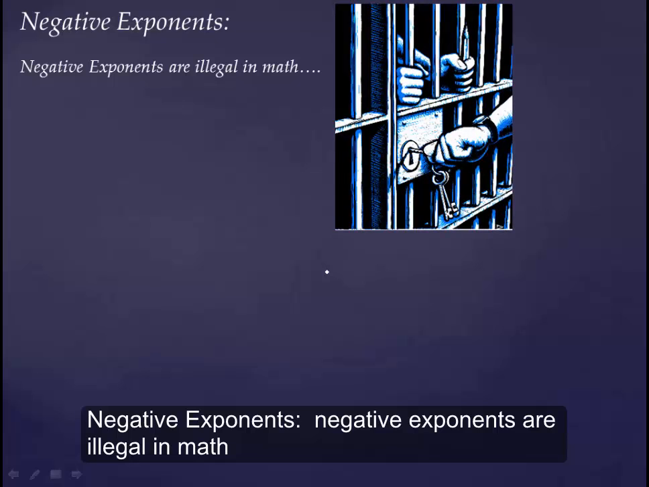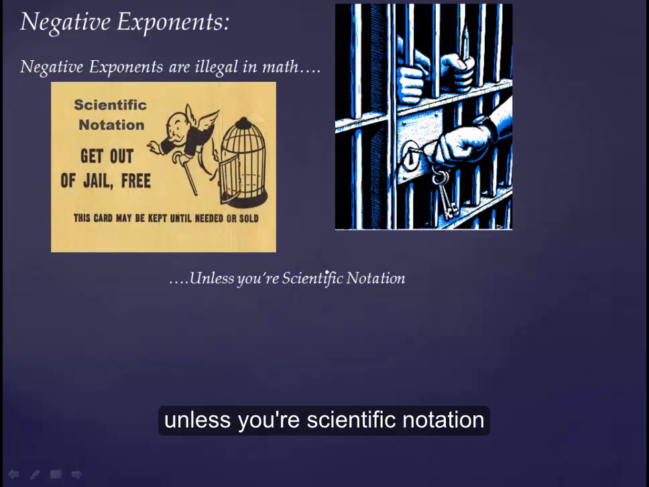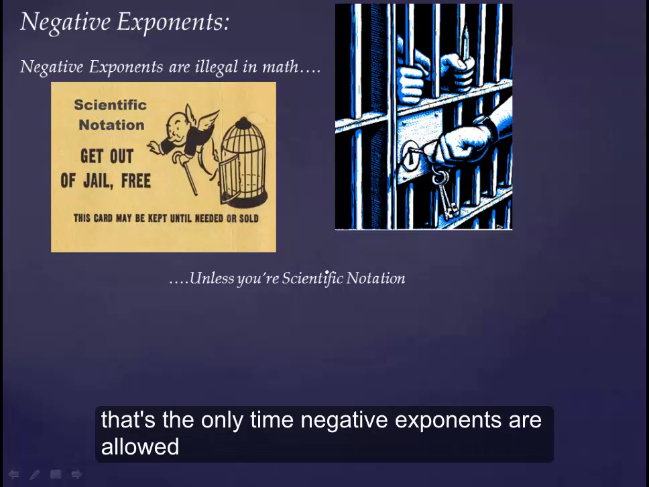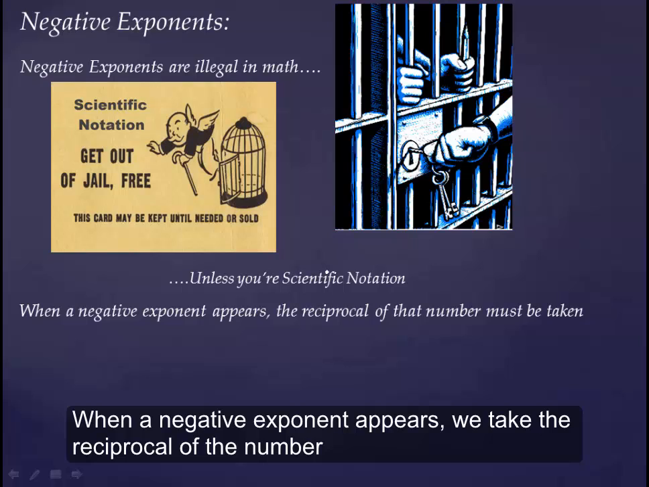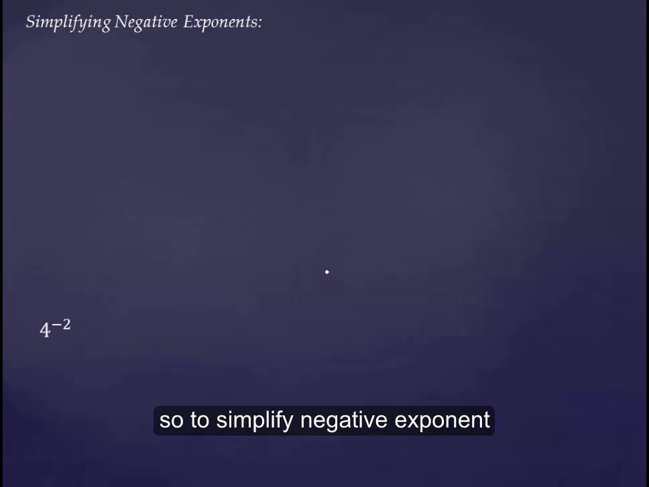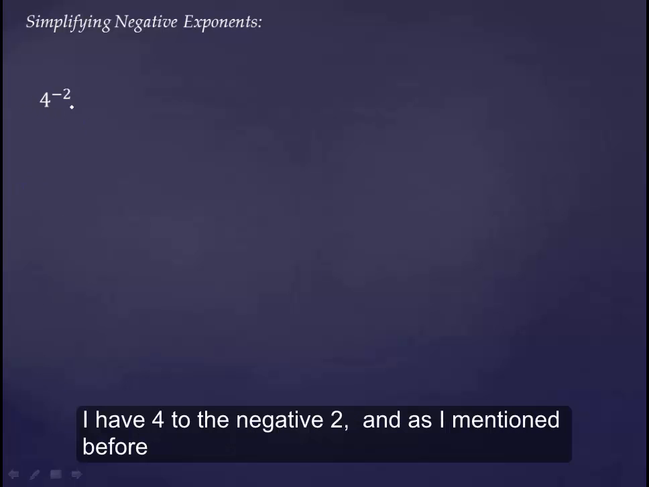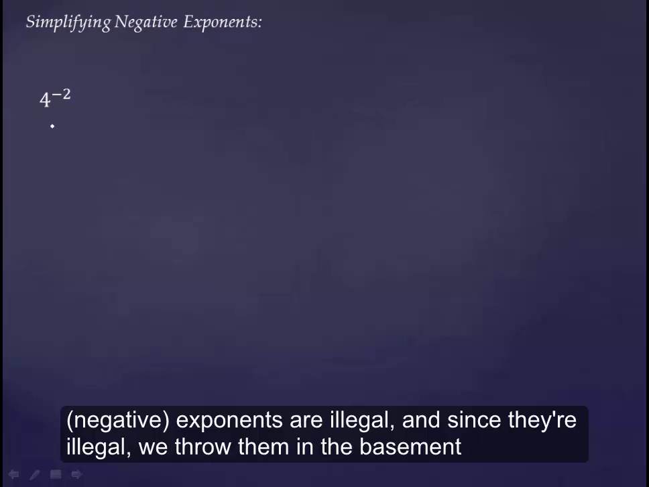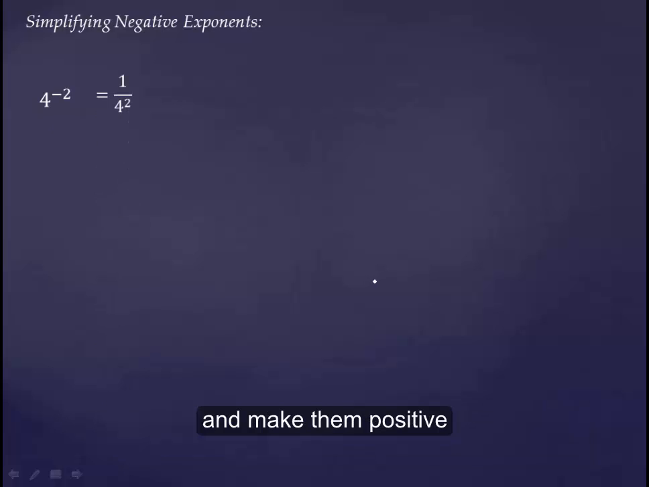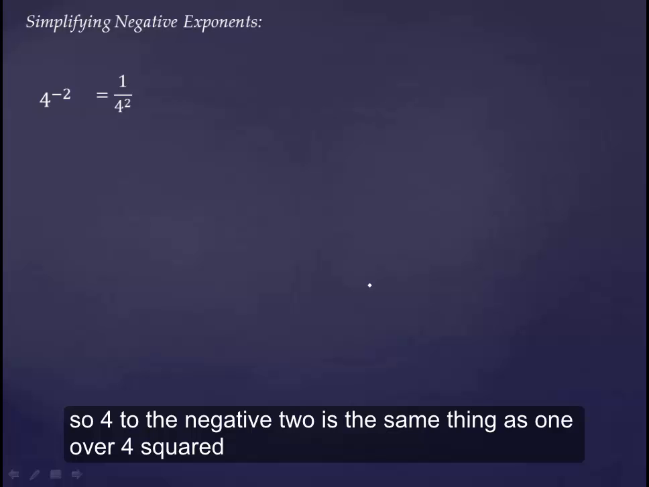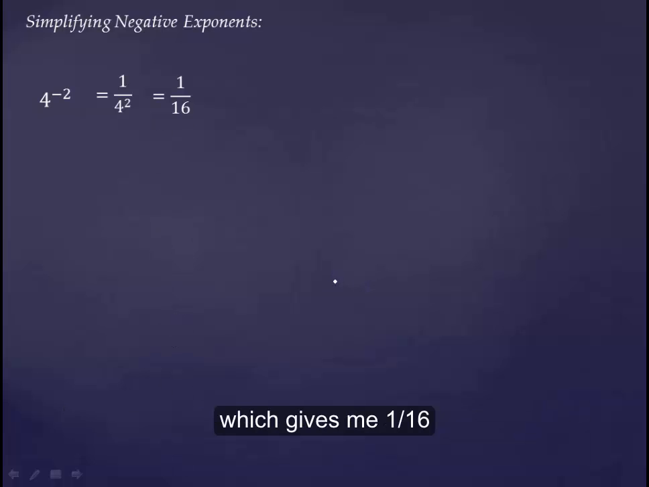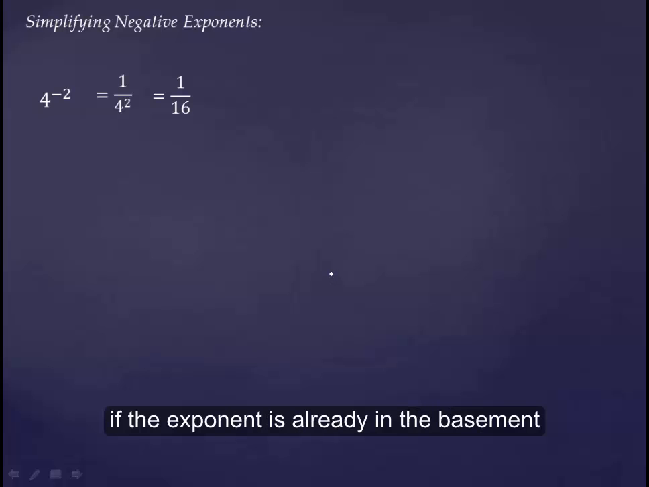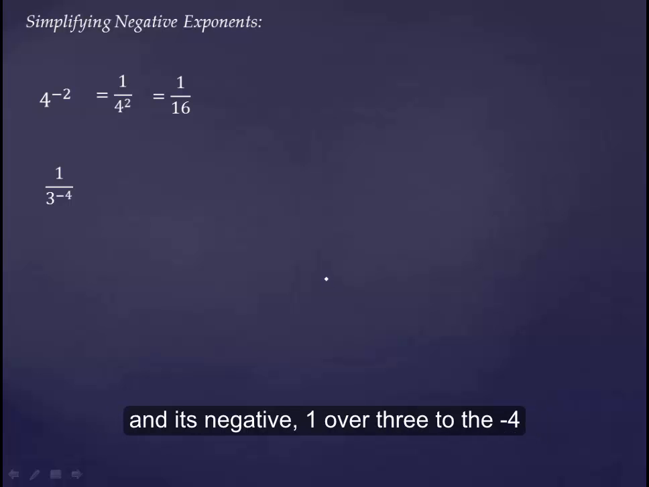Now negative exponents. Negative exponents are illegal in math, unless you're in scientific notation. That's the only time negative exponents are allowed. When a negative exponent appears, what we do is we take the reciprocal of the number. So to simplify a negative exponent, I have 4 to the -2, and as I mentioned before, negative exponents are illegal, and so since they're illegal, we throw them in the basement and make them positive. So 4 to the negative 2 is the same thing as 1 over 4 squared, which gives me 1 over 16.